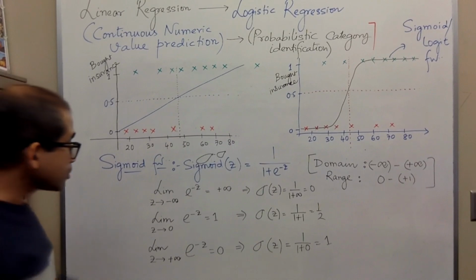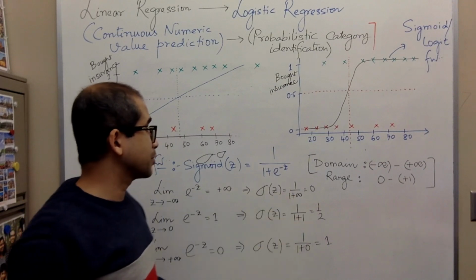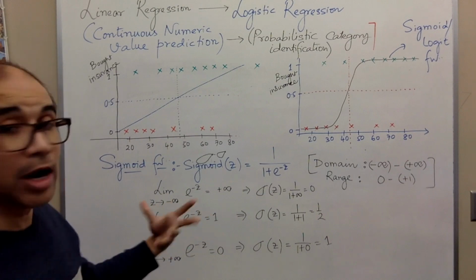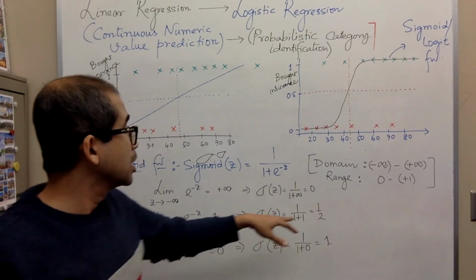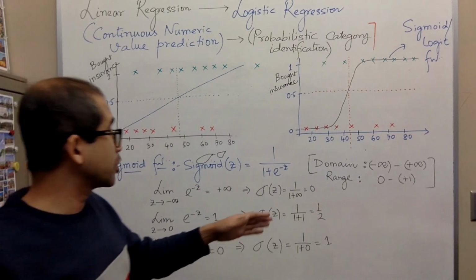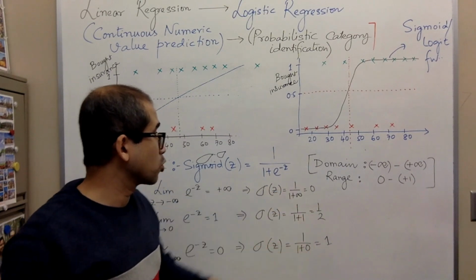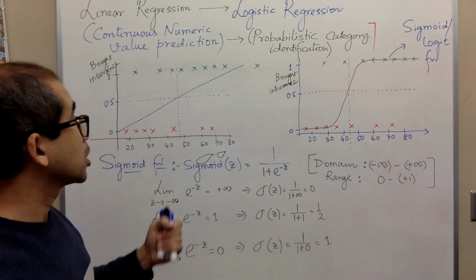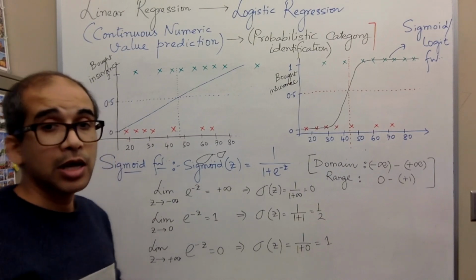Plugging those values into this expression, sigma z equals 1 over 1 plus infinity, which equals 0. Putting infinity in an equation is not a very good thing, but I just try to show you the concept. And sigma z equals 1 over 1 plus 1, which gives half, and sigma z equals 1 over 1 plus 0, which equals 1. So it varies from minus infinity to plus infinity, giving the range of 0 to 1. And this is the sigmoid function. We'll talk more about how logistic regression comes to use this sigmoid function as the best function in the next video.